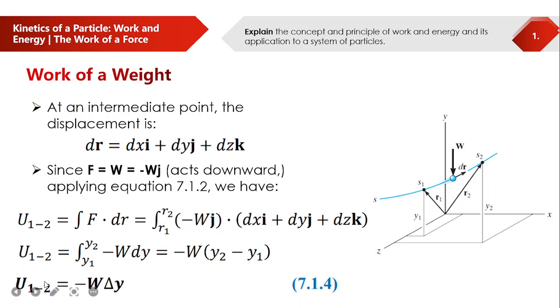Okay? So, therefore, U sub 1 to 2 is equal to negative W times the change of y. Diba? Ito lang kumbaga, delta y. This is the change, no? Change of y sub 2 to y sub 1. So that's how you solve for your work of a weight.